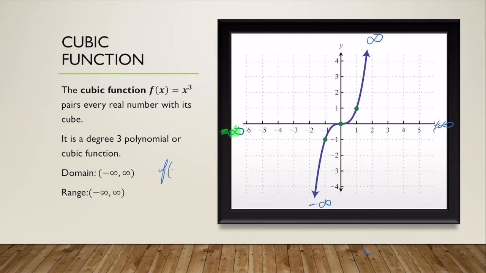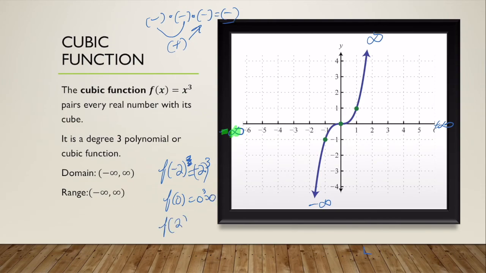Well, remember if I take a negative number cubed, so f of x is negative 2, which would be negative 2 cubed. 3 negatives give me a negative, right? A negative times a negative becomes a positive. A positive times a negative is a negative. So I'm going to have negative numbers, 0, and all positive numbers.